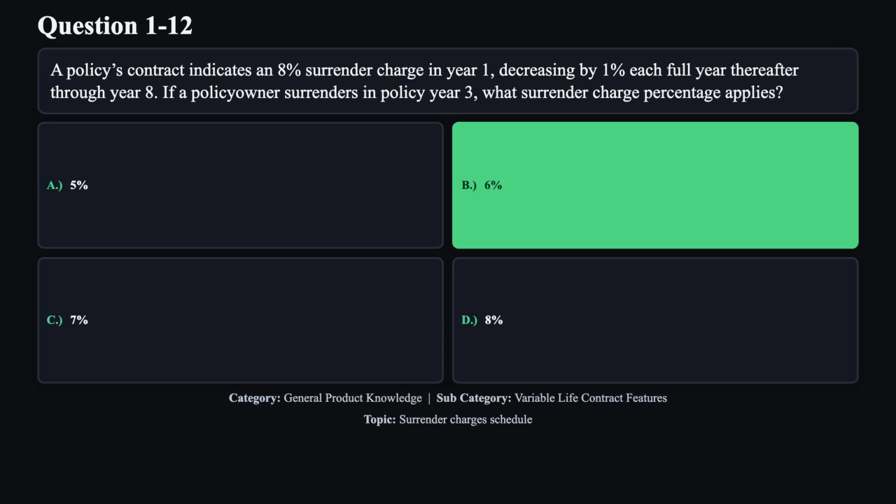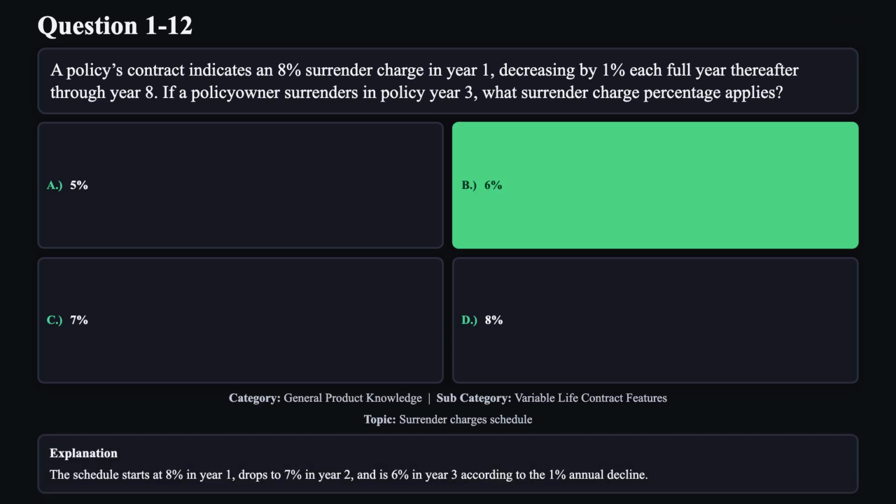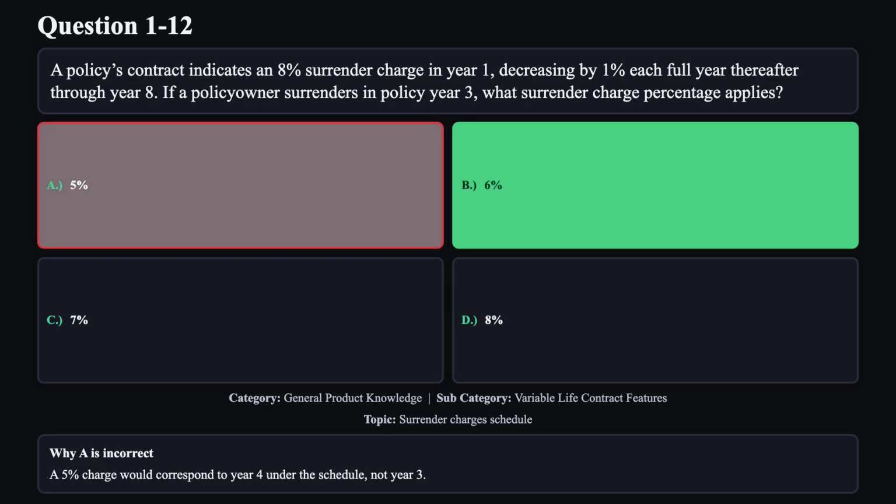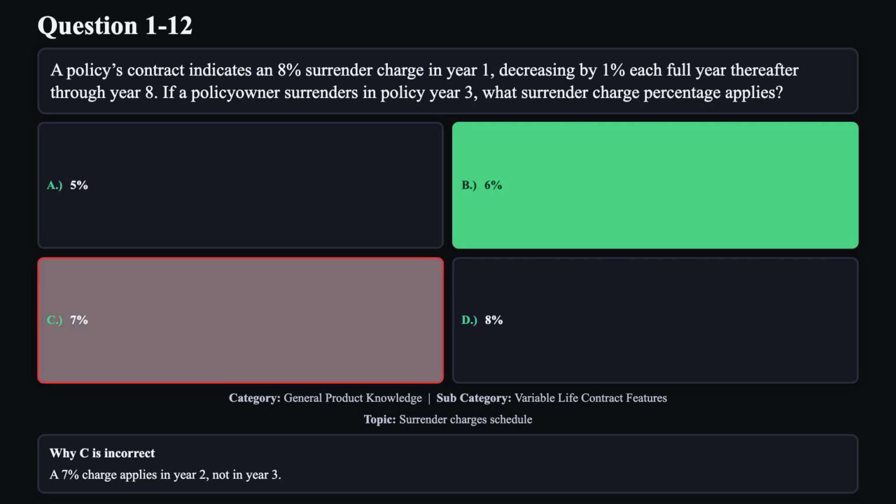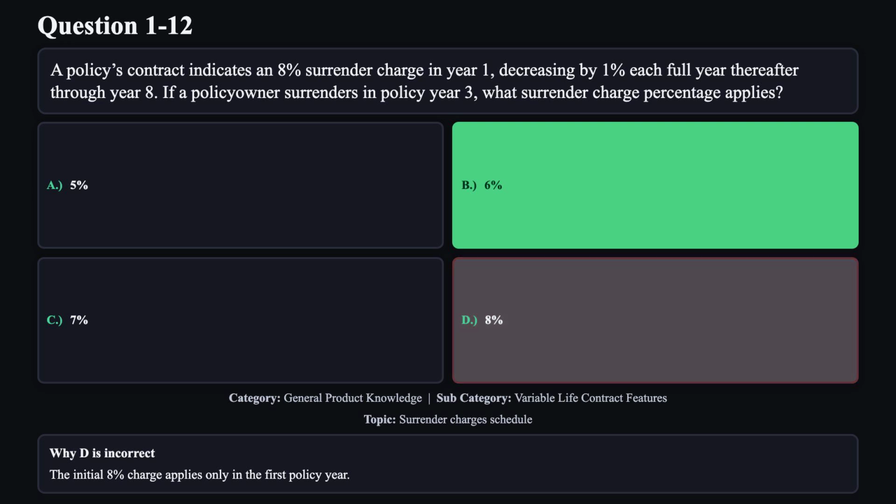The correct answer is B. The schedule starts at 8% in year 1, drops to 7% in year 2, and is 6% in year 3, according to the 1% annual decline. Reason A is not correct. A 5% charge would correspond to year 4 under the schedule, not year 3. Reason C is not correct. A 7% charge applies in year 2, not in year 3. Reason D is not correct. The initial 8% charge applies only in the first policy year.